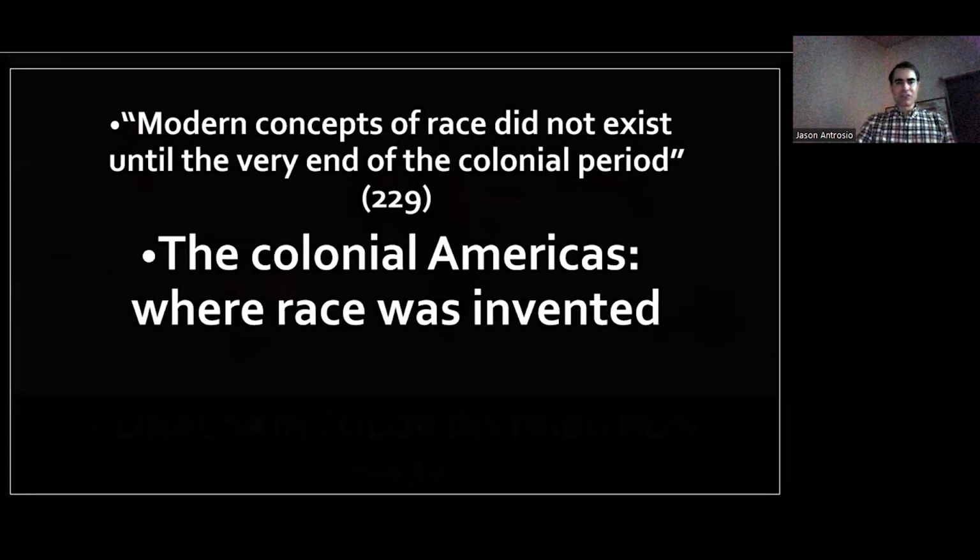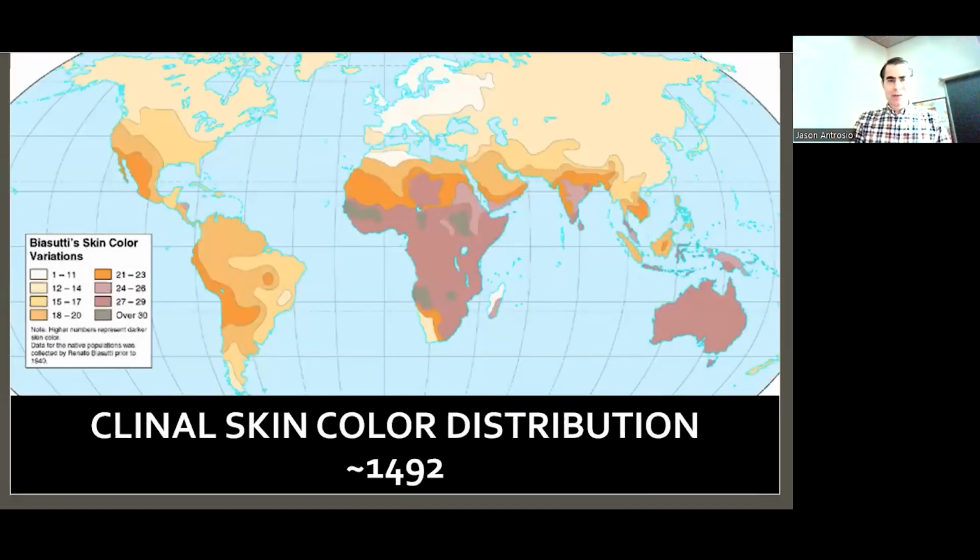So, to get a little anthropological on you, in the world around 1492, if we looked across the continents, what we have is what the biologists call a clinal distribution of skin color, or a gradual distribution. That is to say, people moved around, obviously, but if you took a walk from Northern Europe down into Africa, it was a gradual change.